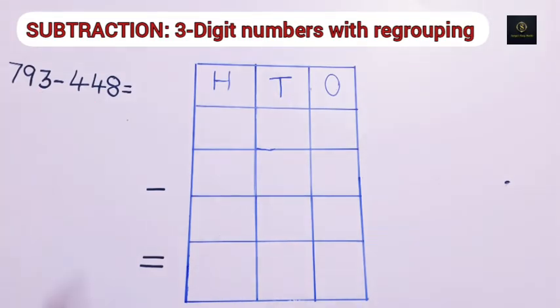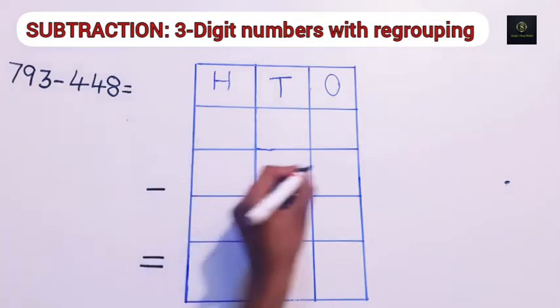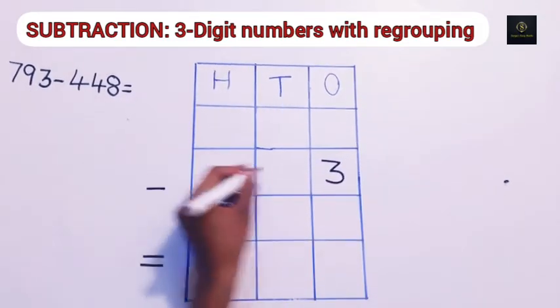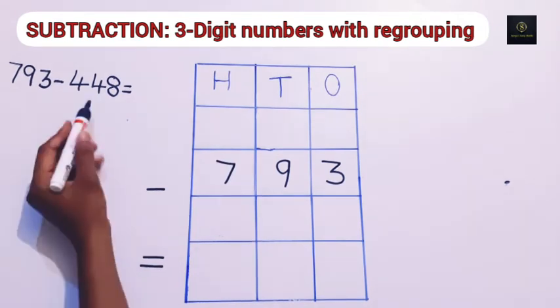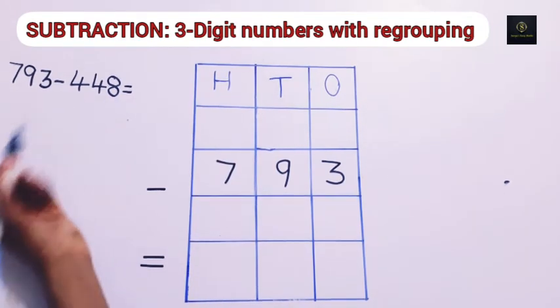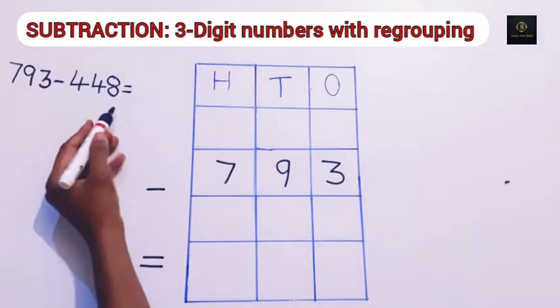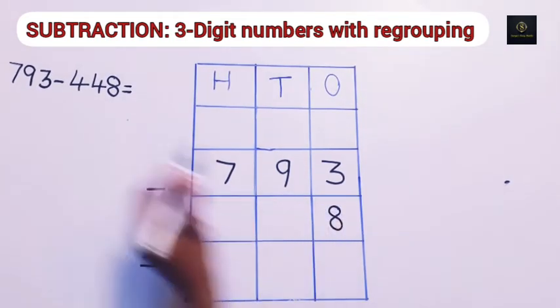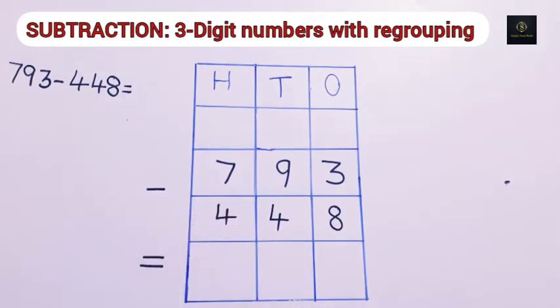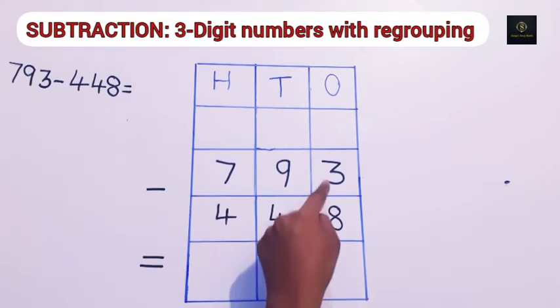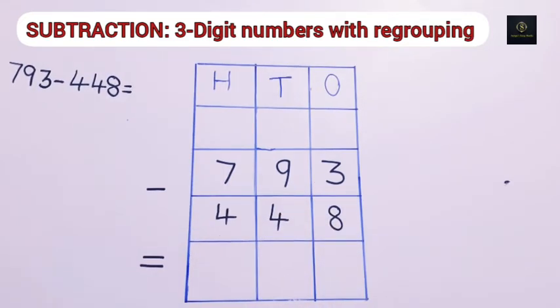Now let us place 793 in their respective places, that is 3 in the ones column, 9 in the tens column and 7 in the hundreds column. Now let us place the number 448 in their respective places, that is 8 in the ones column, 4 in the tens column and 4 in the hundreds column. Now let us subtract starting from the ones place, that is 8 minus 3, which is not possible.